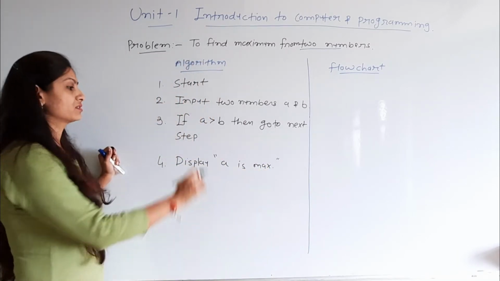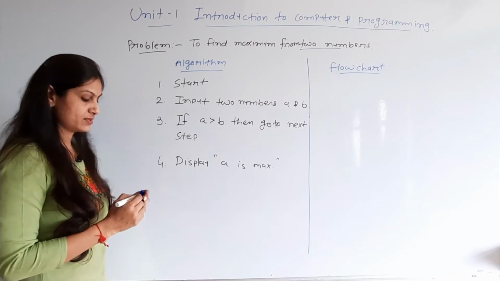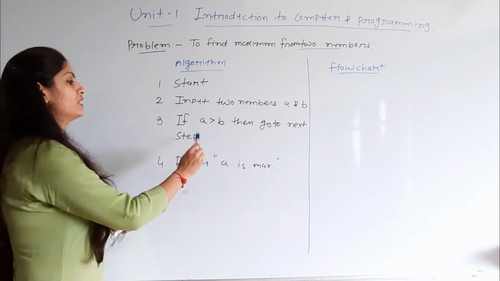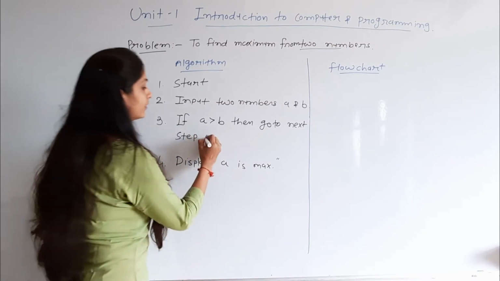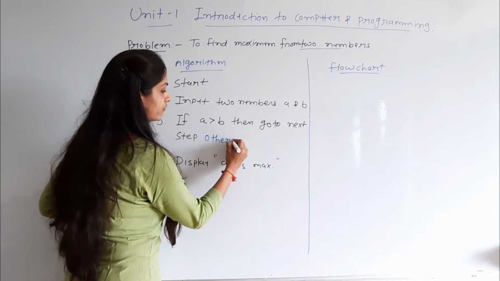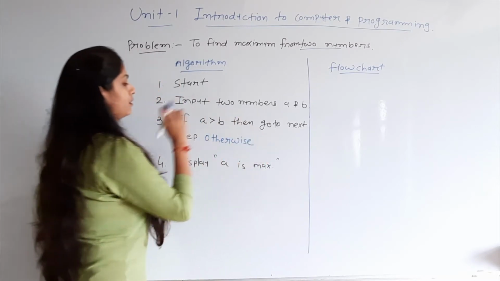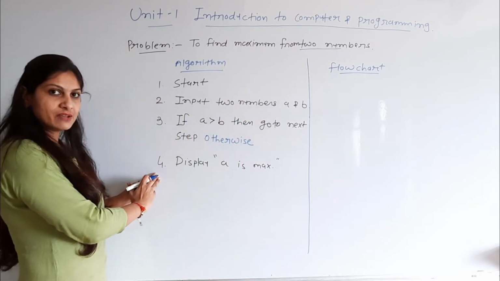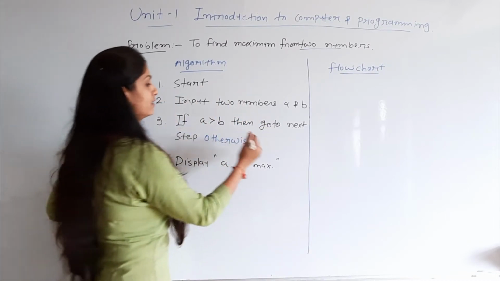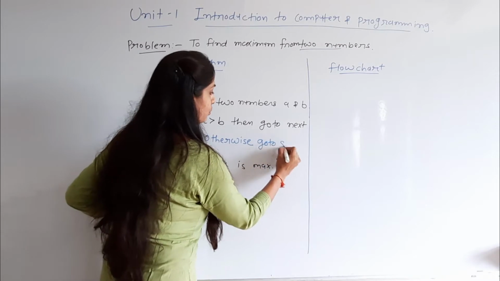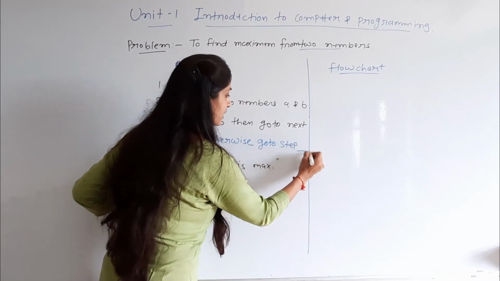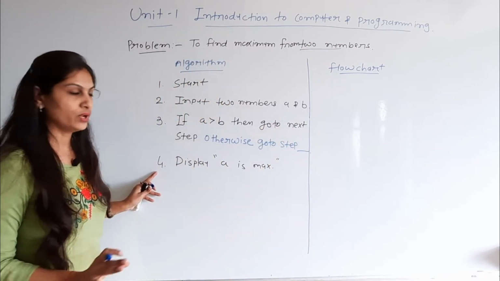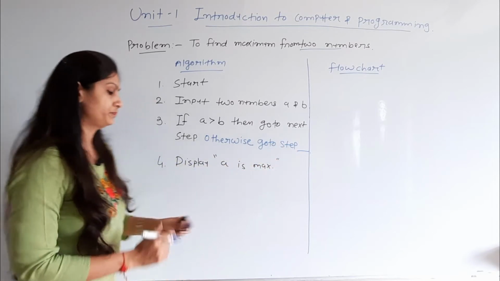But suppose the condition is false, then what we have to write? We have to change here otherwise part, that is our false part. Means if A greater than B, then you have to go to the next step, 4 number. Otherwise, go to step which one? Right now I am not knowing, so keep it blank.